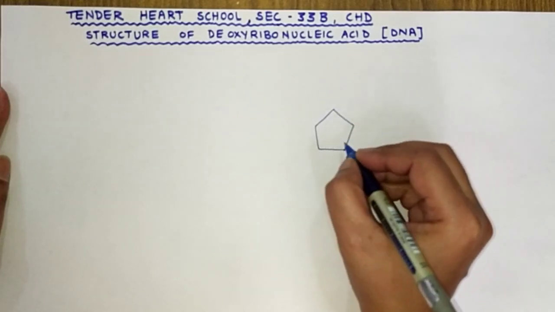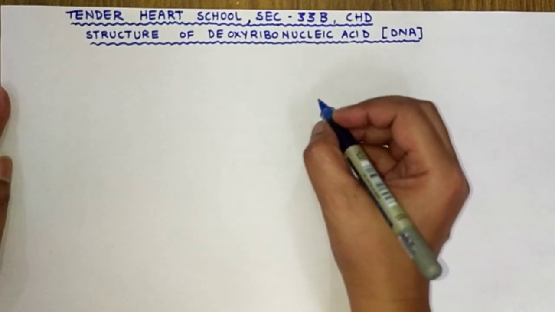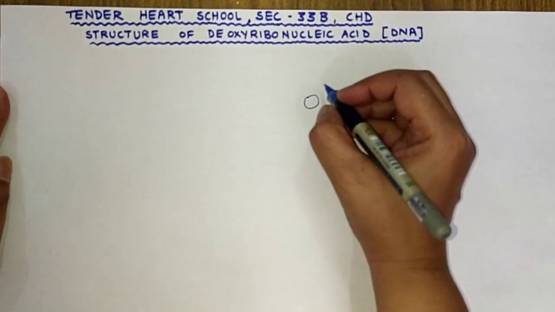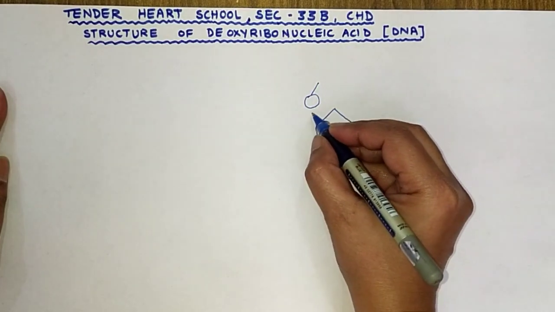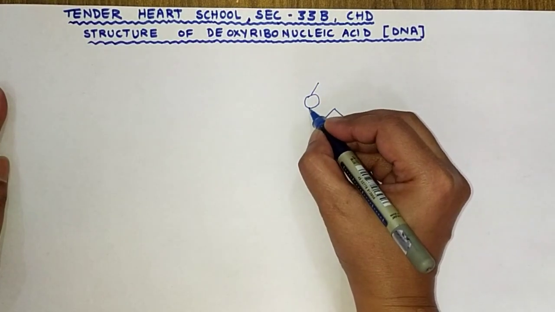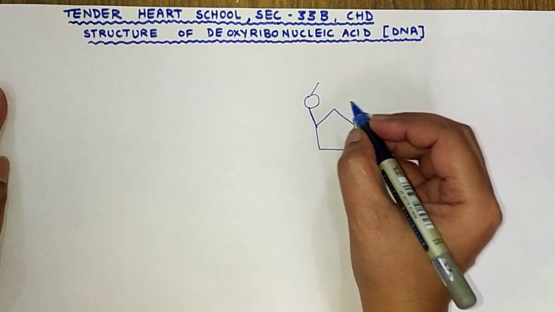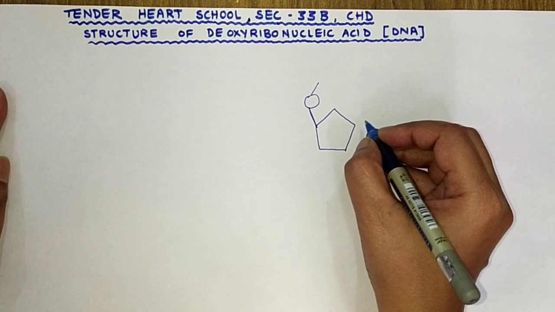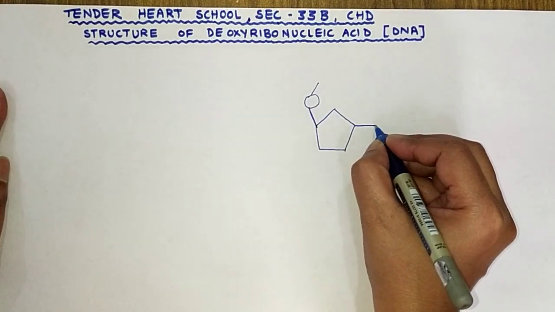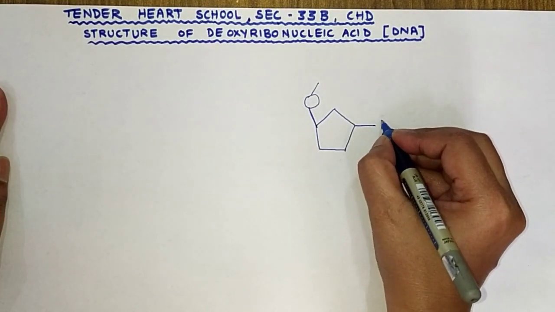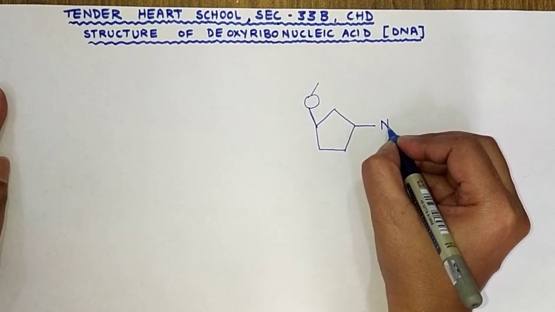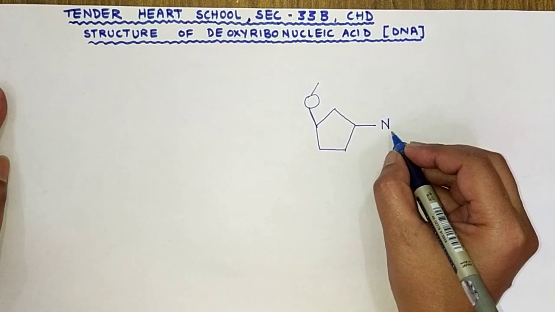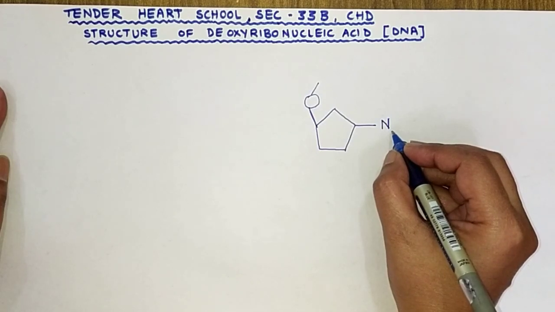a 5-sided sugar, that is called the pentose sugar. Then there is a phosphate molecule attached to it. On one side of the pentose sugar we have the phosphate molecule. So this is phosphate, this is pentose sugar, right? And we have one nitrogen base attached to it, right? There are 4 kinds of nitrogen bases: adenine, guanine, cytosine and thymine.